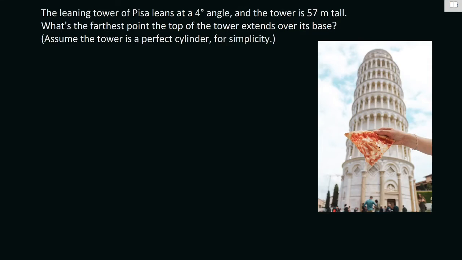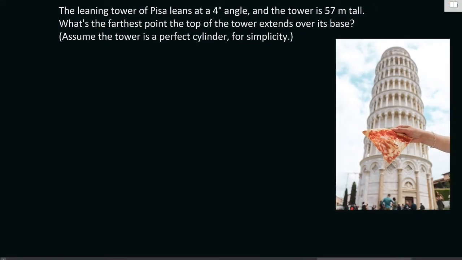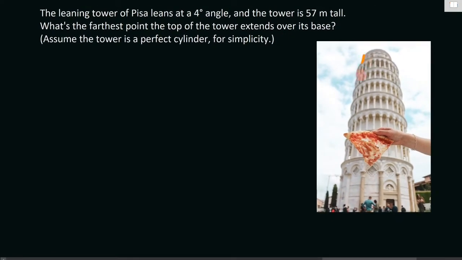And you'll notice that the tower isn't actually a perfect cylinder, right? Like it's a little narrow here. We're just going to assume that it's a perfect cylinder for the sake of this question, just to make it a little bit easier. All right, so let's set this up. The Leaning Tower of Pisa, here's my Leaning Tower of Pisa.